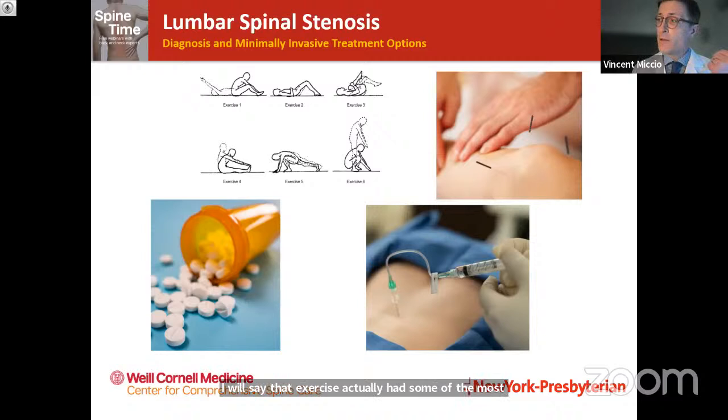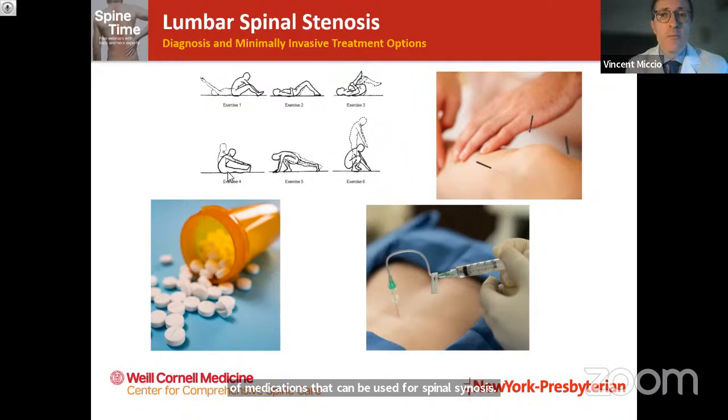There is a moderate amount of high quality data from a variety of randomized controlled trials to show that exercise helps with the pain of spinal stenosis and neurogenic claudication. If we go down to the lower left-hand corner there, there are a variety of medications that can be used for spinal stenosis. However, they're not the types of medications that you may initially think of.